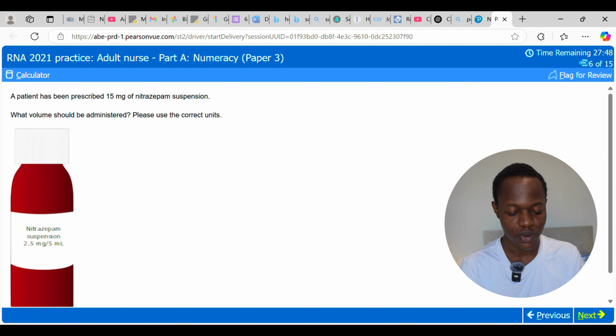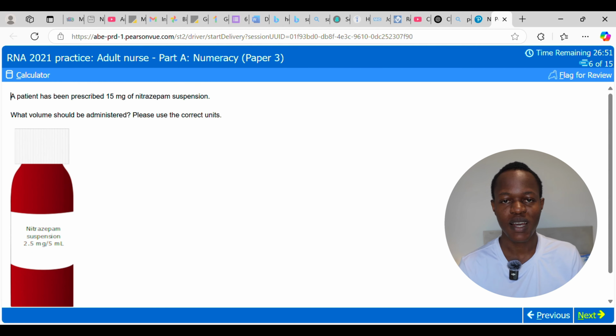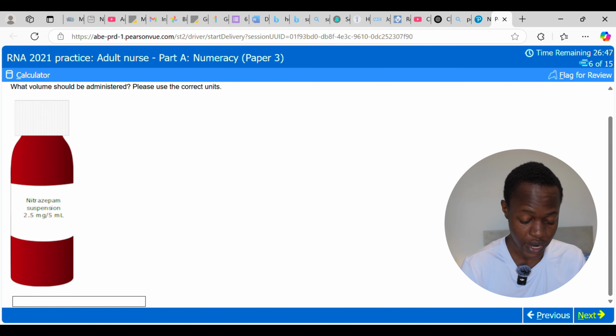A patient has been prescribed 15 milligram of nitrazepam suspension. What volume should be administered? Please use the correct unit. So 2.5 milligram is 5 ml, which means that 15 milligram will be how many ml? You just sort of do some cross multiplication and arrive at your final answer. So I have done mine and I have arrived at the ml, and I'm just going to put that in right now.